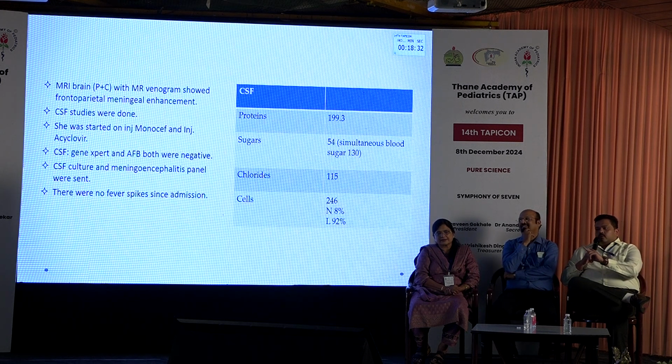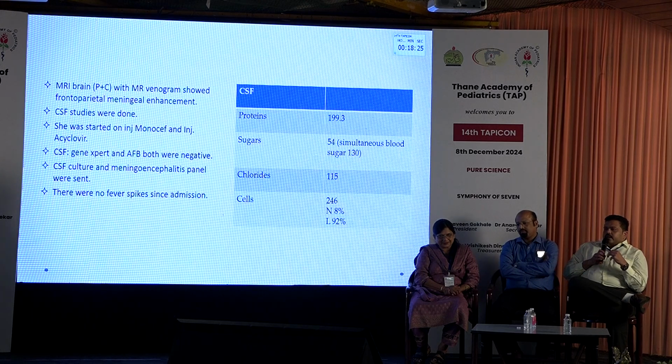Because right now, so we'll come to viral. It's a subacute meningitis. Viral meningitis usually are acute. First thing is that. Secondly, the CSF picture is not like a viral meningitis. Bacterial meningitis is still possible. Tuberculous meningitis is still possible.